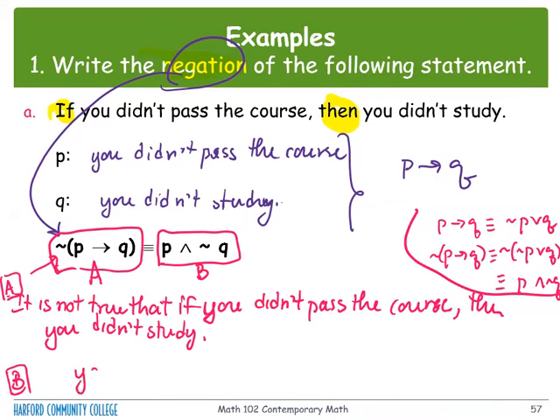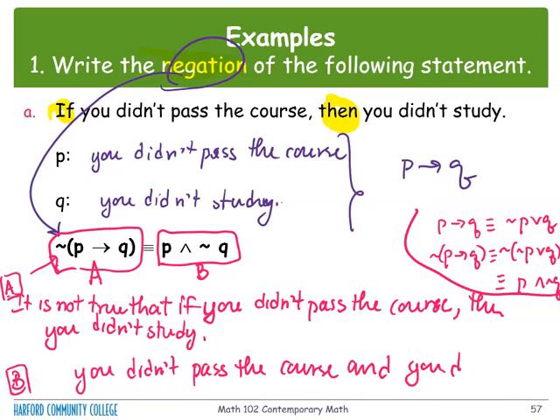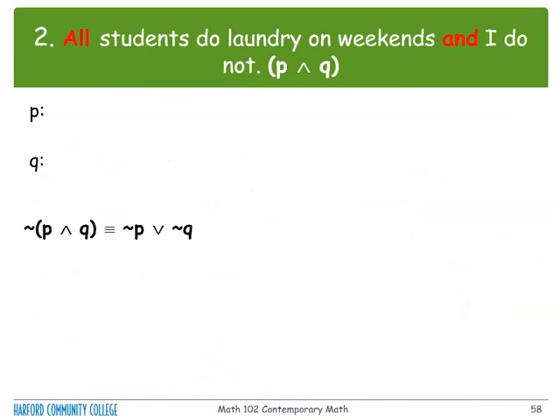P represents you didn't pass the course, and the negation of Q is you did study. So there are two different ways to write the negation of the statement in part A.